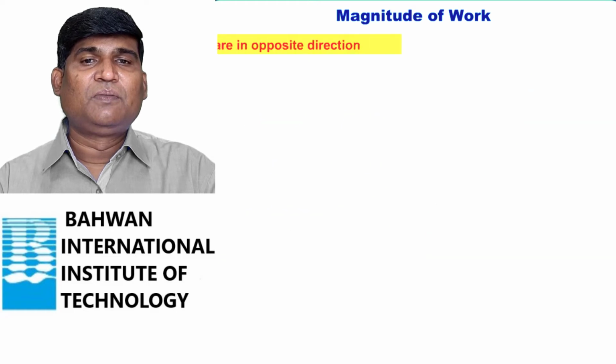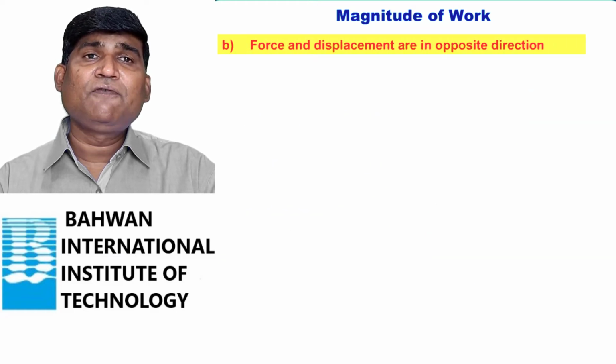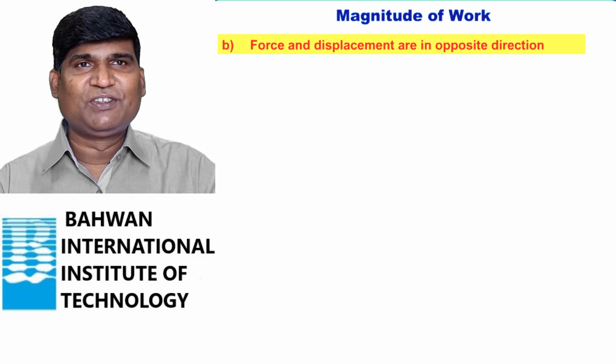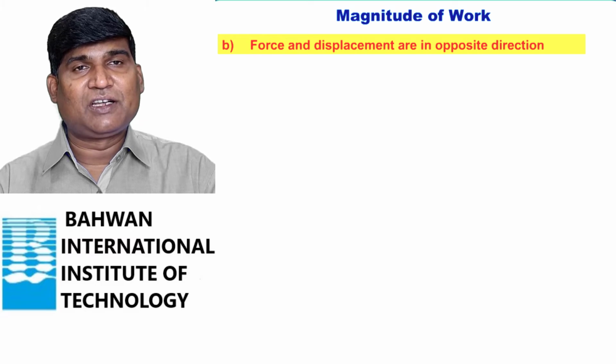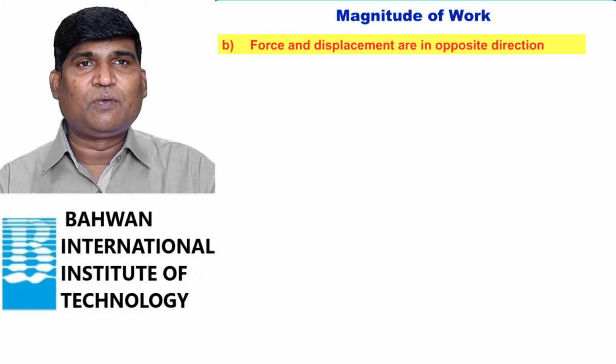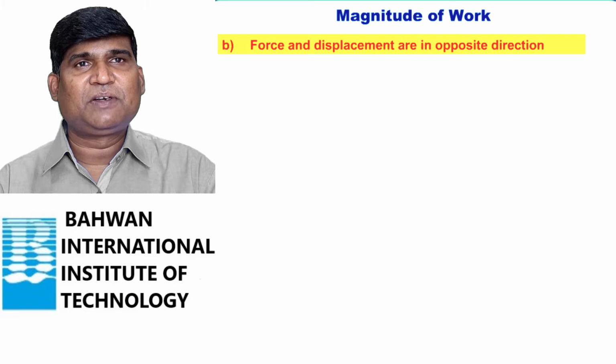Now we'll see one more case. If force and displacement are opposite to each other, so force is in one direction and displacement is exactly opposite in direction, then how can we calculate that work done? Force is there, displacement is also there.